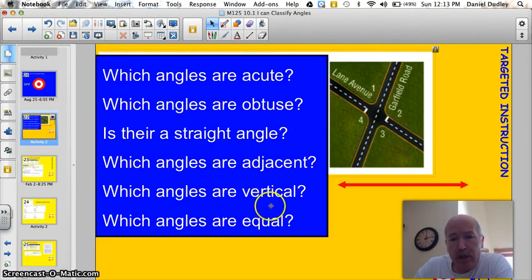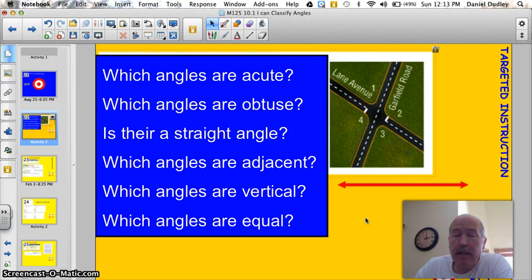Which angles are vertical? Well, these are opposite angles. So 1 and 3 are vertical, and 2 and 4 are vertical. Which angles are equal? Well, opposite angles are equal. So these are the two roads that intersect. So the opposite angles, like 1 and 3, they're going to have the same measure, just like 4 and 2 will have the same measure.